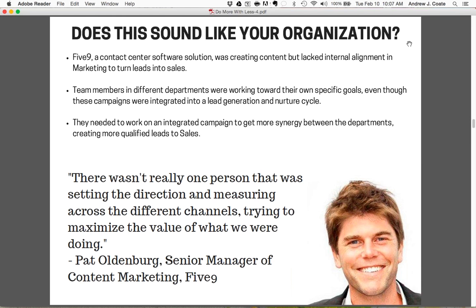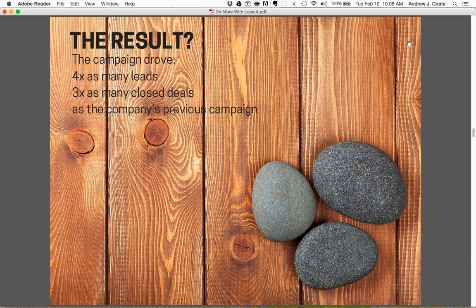And so when they did that, and they launched their first ever integrated campaign where all of these scattered resources and different people in different departments were put together and working toward one thing, they saw 4 times as many leads as the prior campaign and 3 times as many closed deals as the prior campaign. Those are pretty huge results.